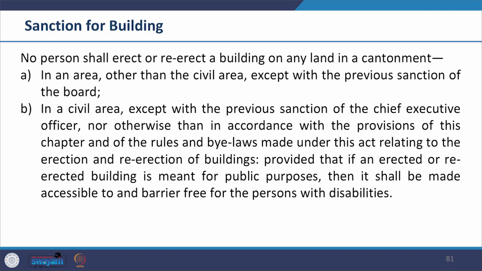The board also sanctions permission for building. You may pay attention: no person shall erect or re-erect a building on any land in a cantonment in an area other than civil area except with the previous sanction of the board, or in a civil area except with the previous sanction of the officers involved.